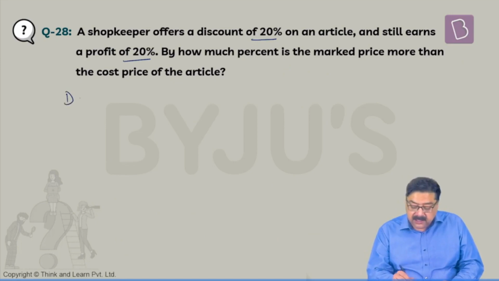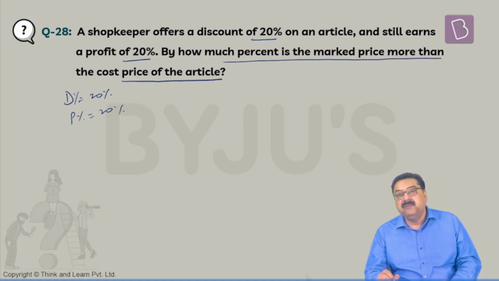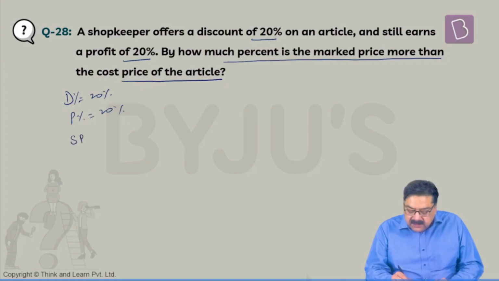So discount here is 20%. Profit percent is also 20%. Now by how much percent is the marked price more than the cost price of the article? See, selling price we know is (1 plus profit percent) into CP, which in this case should be 1.2 times CP because profit percent here is given to us as 20%.